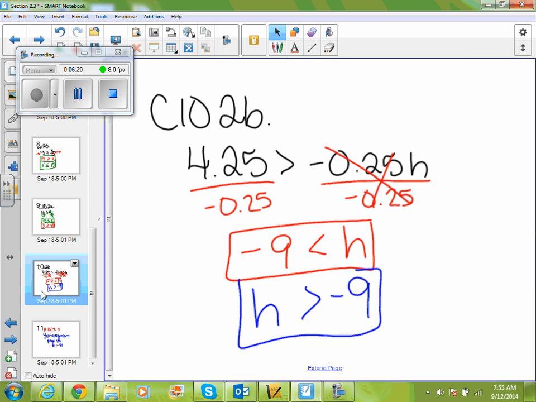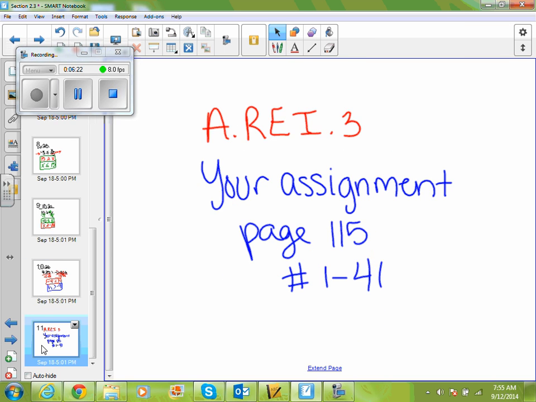Okay, so that's what you guys will be working on. Remember, this is a 2-day assignment. You'll work on it today and tomorrow. So your assignment is page 115, 1 through 41. In order to be on track, you need to get through at least half of those. So you need to get through problem 20 today in order to be on track. Okay, we will finish this tomorrow.